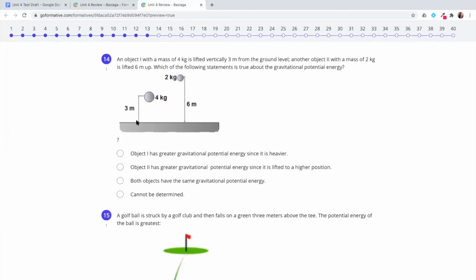Number 14, two objects are lifted above the ground, which has the greater gravitational potential energy? Let's just MGH this. PEG is equal to mgh. The one on the right has a mass of 2. Gravity, I'm going to call g 10 just to make my math easy so I can do it in my head. This means that the gravitational potential energy is 120 joules. The one on the left is PEG. Let's call this a mass of 4 times 10 for gravity and a height of 3. And this also equals 120 joules. So those will have equal gravitational potential energy.